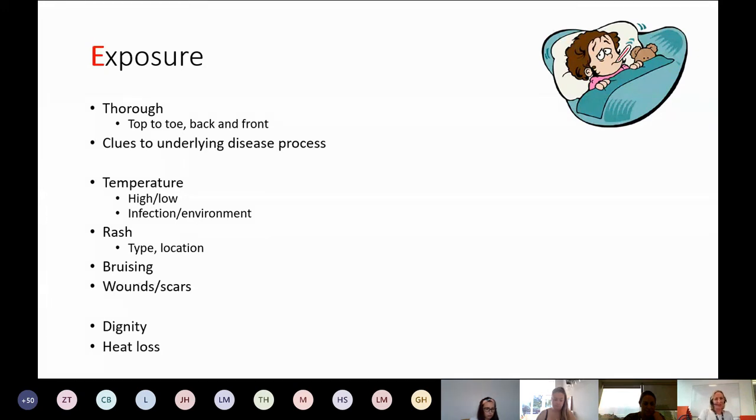This is when you talk about checking their temperature. Is it high? Is it low? Is that giving you an idea there might be an infection going on that's part of the picture here? We know that neonates, small babies, often drop their temperature and become very cold with an infection, whereas older children behave more like adults and always have a high temperature. Or is it the environment that's actually affecting their temperature rather than their disease process?